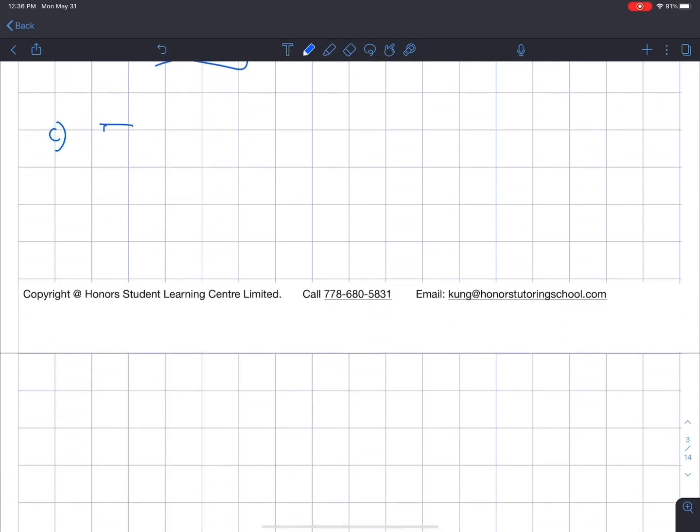C. Cubic root of x equals 10. Again, we raise both sides to the power of 3. We get x equals 10 to the power of 3, and 10 to the power of 3 is 1,000. So x equals 1,000.